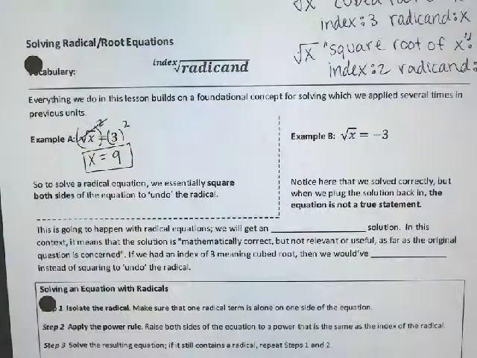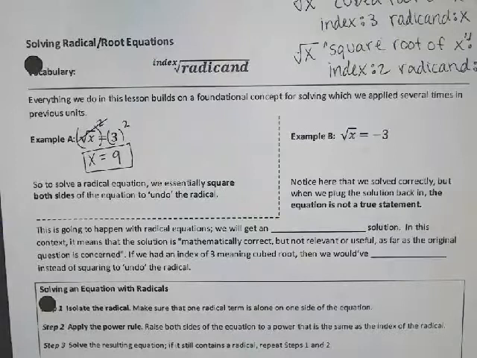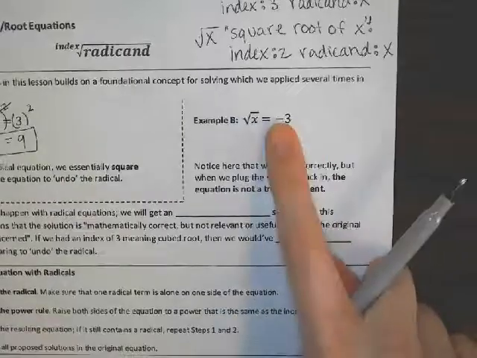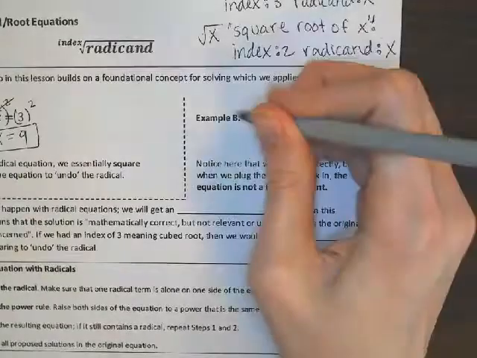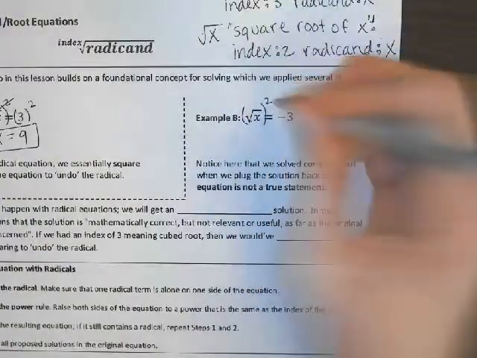And if you plug that back in, is it true? Is the square root of 9 equal to 3? Yes, because 3 times itself is 9, right? So the square root of 9 is going to be 3. Okay, same thing over here. Let's solve this one. Well, I have a square root again, so I'm going to put parentheses around it, square it. That gets rid of the what?